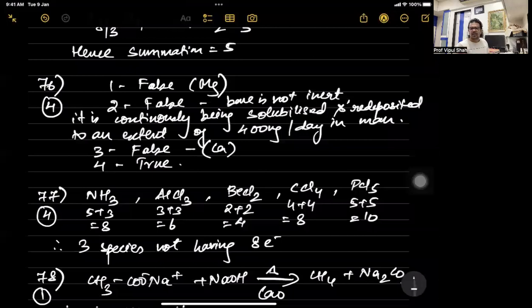Just count the electrons in the outermost shell. So nitrogen is 2, 5. So 5 plus hydrogen 1 into 3. Like that, aluminium chloride, beryllium dichloride, carbon tetrachloride, and PCl5. So 3 species don't have 8 electrons.